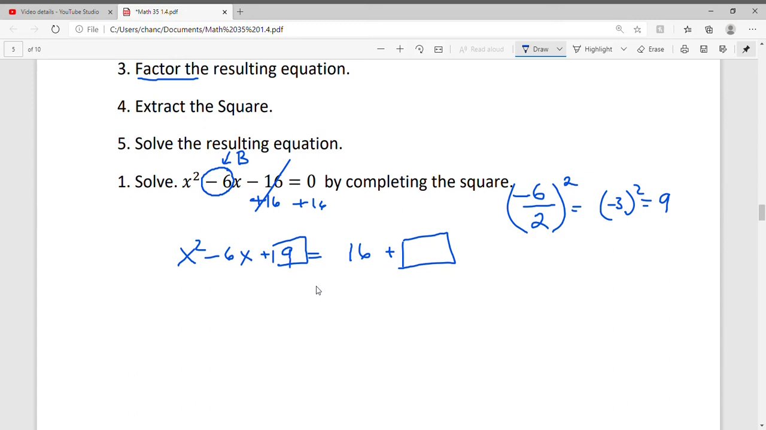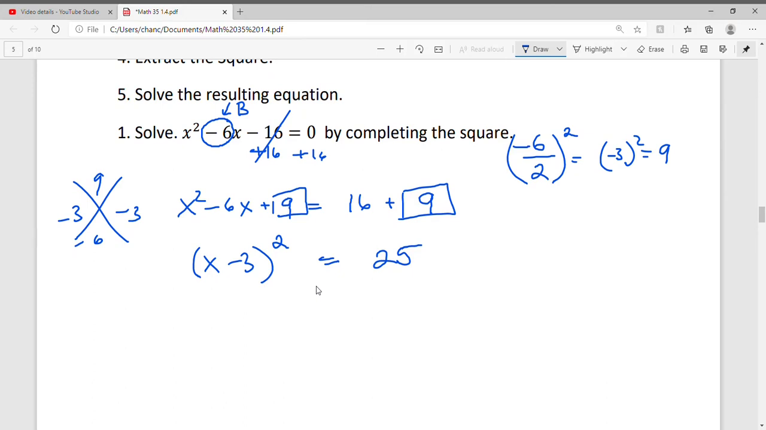I need to put a 9 here, and I have to put a 9 on the other side, because if you add 9 to the left, you better add 9 to the right. This gives me 25 on the right. On the left, I can actually factor this. This is negative 3 and negative 3. So this is x minus 3 squared, because there's two x minus 3's.